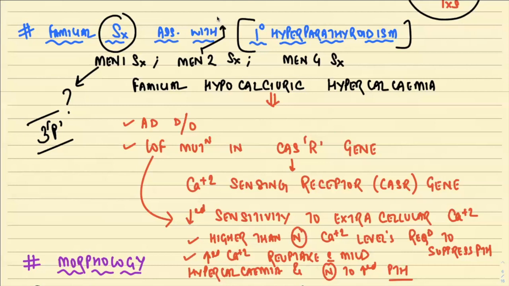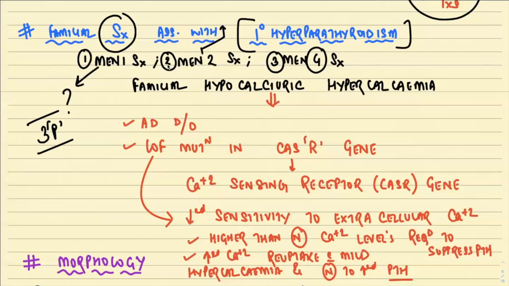In the previous lecture only. What is it? MEN2 syndrome is associated with medullary carcinoma. And MEN4 syndrome, very similar to MEN1 syndrome, also has parathyroid hyperplasia. So these are the four important ones: 1, 2, and 3. These are very important familial syndromes associated with primary hyperparathyroidism.